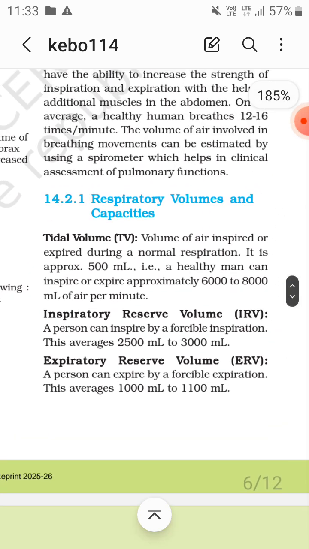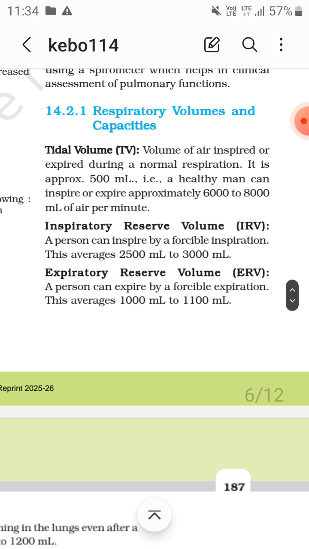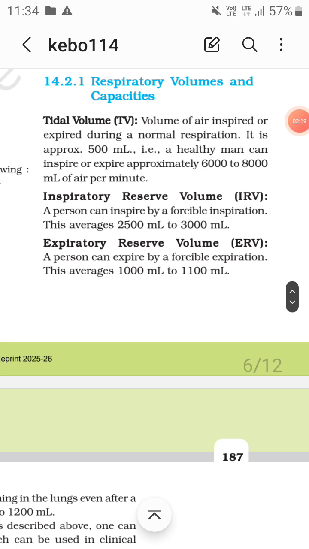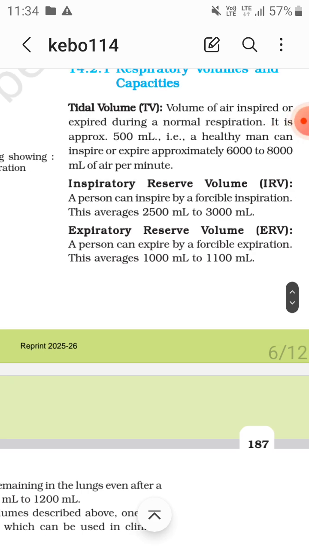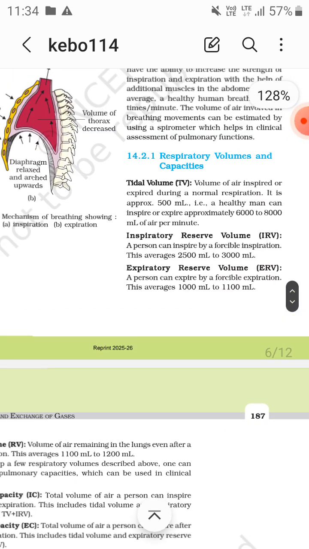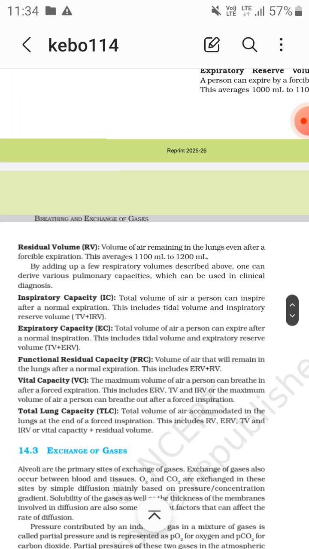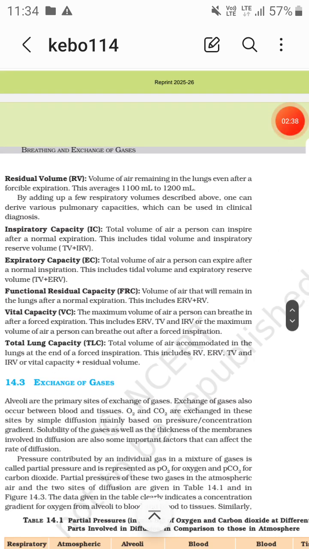So what is tidal volume? It's the volume of air inspired or expired during normal respiration, normal breathing. Inspiratory reserve volume is an additional volume a person can inspire by a forcible inspiration. Expiratory reserve volume is what a person can expire by forcible expiration. Residual volume is the volume of air remaining in the lungs even after a forcible expiration. It remains in the lungs.